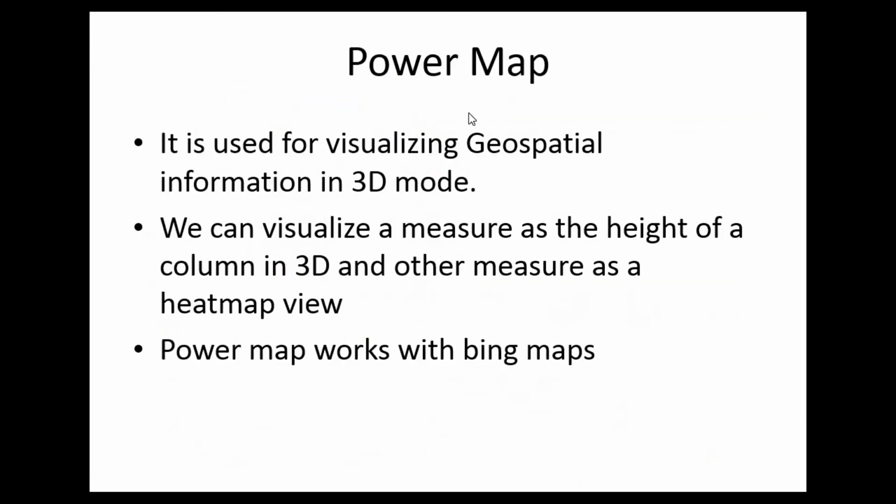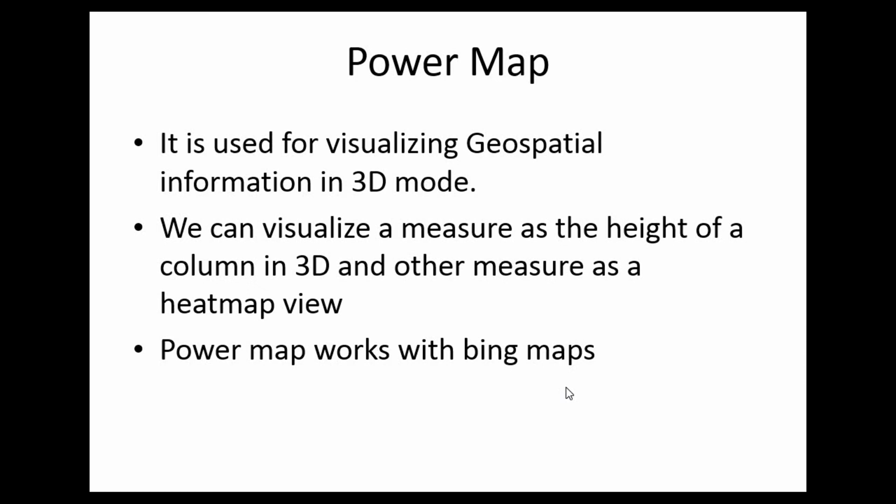Next, coming to the Power Map. This Power Map is used for visualizing geospatial information in 3D mode. We can visualize a measure as the height of a column in 3D and another measure as a heat map view. So what is this heat map view? It is a technique which shows the magnitude of a phenomenon as colors in 2 dimensions. In a 2-dimensional view, where we are showing the colors in the different views, it is easy to compare.